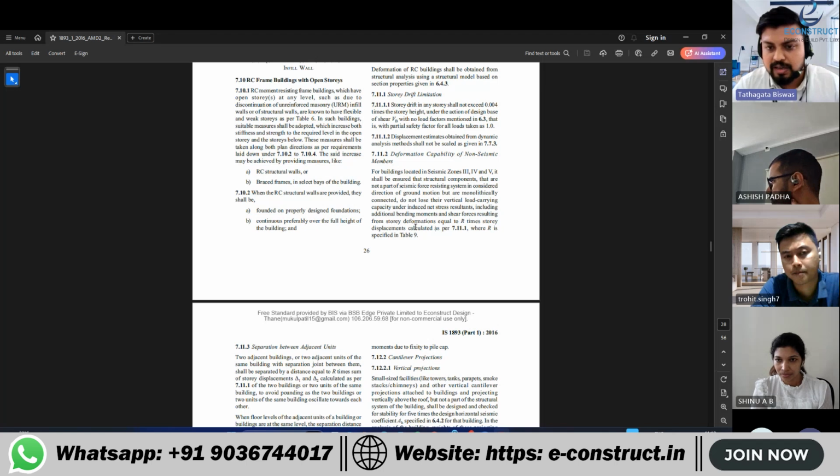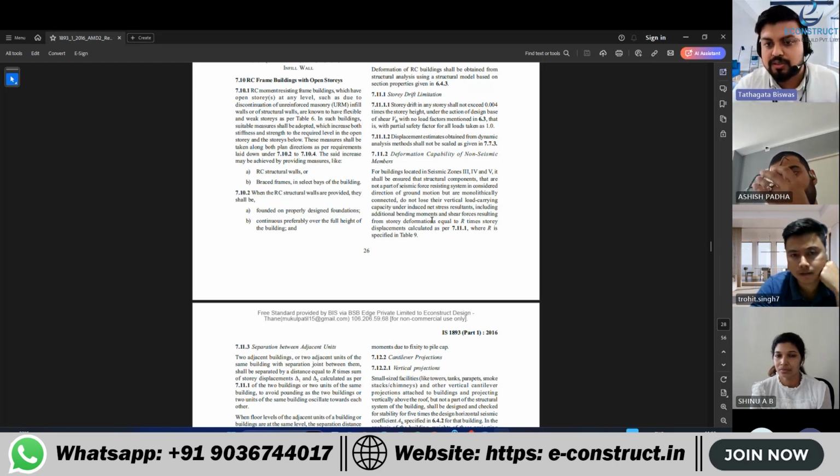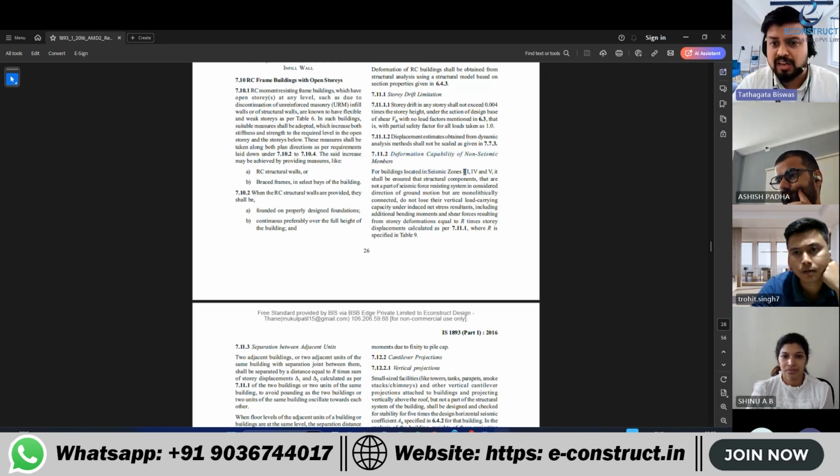So we are not designing those particular moments for those columns, which are not actually our lateral force resisting element, but still certain moments would be induced over there. So it is asking to downline that moment to somebody else in such a way that these columns are out of danger. So this is the deformation capability of non-seismic members, specifically in zone 3, 4, and 5.